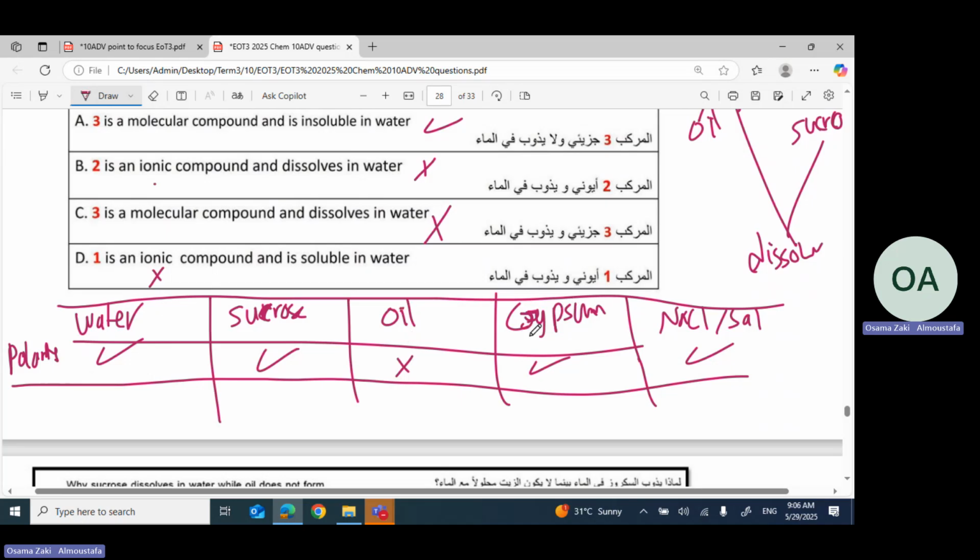Gypsum cannot dissolve in water because of the strong attraction between particles. It is an ionic compound, but it cannot dissolve because of the strong attraction between the ions in the gypsum, so they cannot separate in water. What about the compounds? This is molecular, this is molecular, this is ionic, this is ionic. Sucrose and NaCl can dissolve in water. Sucrose dissolves in water because of forming hydrogen bonding.